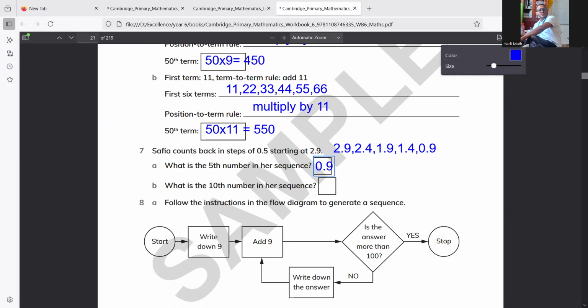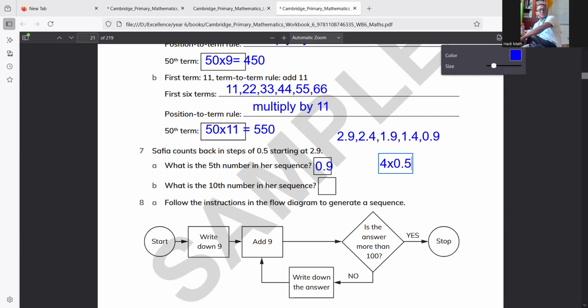Some people act in a very smart way and don't do this. They say every time we subtract 0.5, they give us the first term. So we want the fifth term. If they want the fifth term, you multiply 4 by 0.5 because you're going to subtract 0.5 four times. People need to understand: if I ask you for the fifth term, you're going to subtract 4 times.